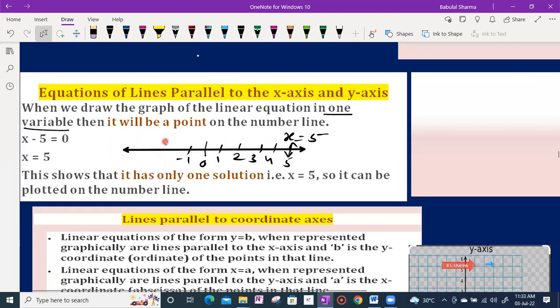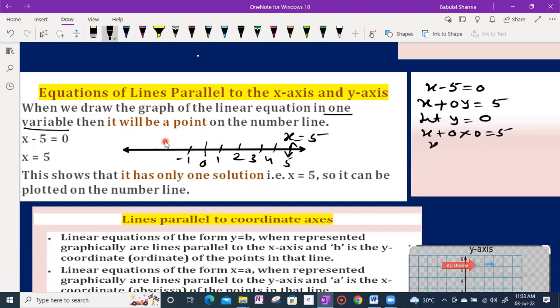तो इसको अगर हम टू वेरिएबल्स में कन्वर्ट करें तो देखिए, I am taking here x minus 5 is equal to 0, right? टू वेरिएबल में कन्वर्ट करेंगे तो x plus 0y is 5, right? यहाँ पे y वेरिएबल नहीं था, मैंने इसका कोएफिशिएंट 0. तो now see, you can take let y is equal to 0. You can write x plus 0 into 0 is 5. So x is 5. So one solution is 5, 0.